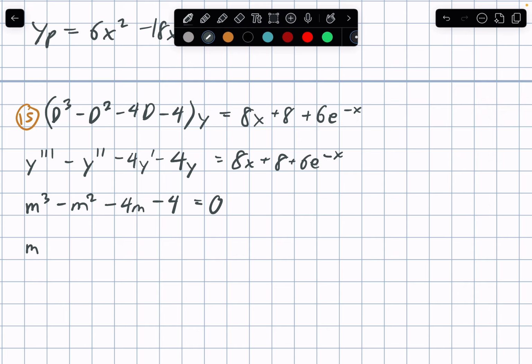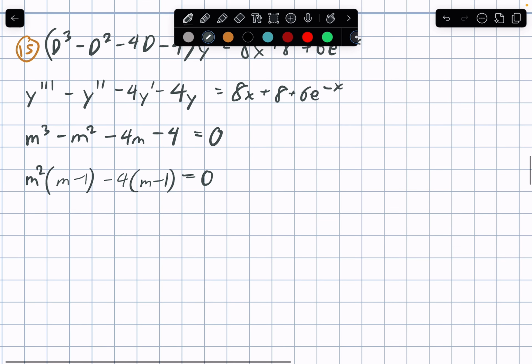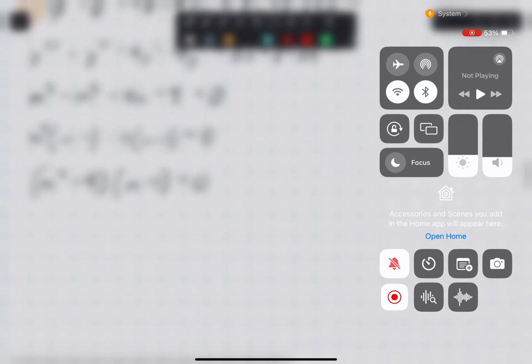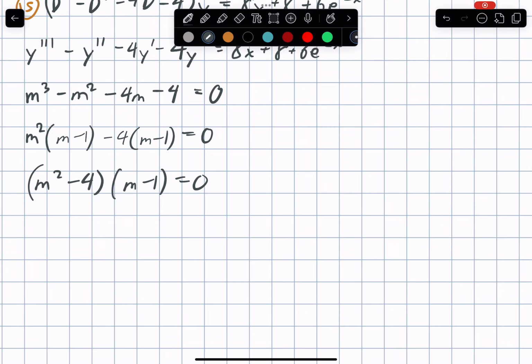So how can we factor? Or basically find the roots? Let's try this approach. This looks easier. Okay, m cubed minus m squared minus 4m minus 4 equal to 0. And then m minus 2, m plus 2, m minus 1. We have 3 roots. M is equal to 2, negative 2, positive 1.